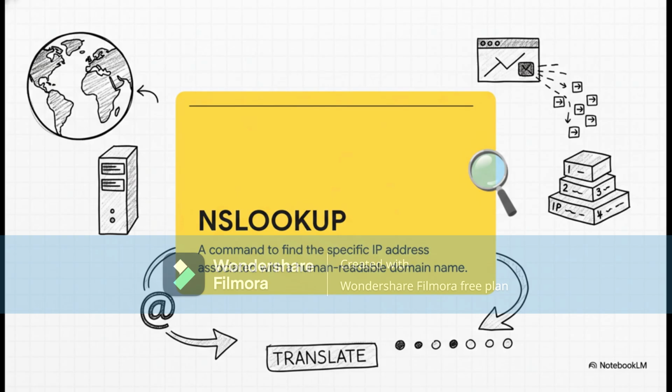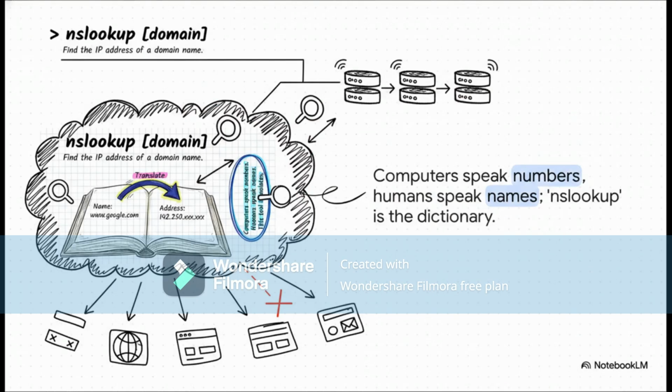You give it a name, and it looks up the corresponding numerical IP address for you. Simple as that. And this dictionary metaphor is absolutely perfect. The entire internet runs on this massive system called DNS, the domain name system, which is basically a giant shared address book for everything. nslookup lets you peek into that address book yourself.